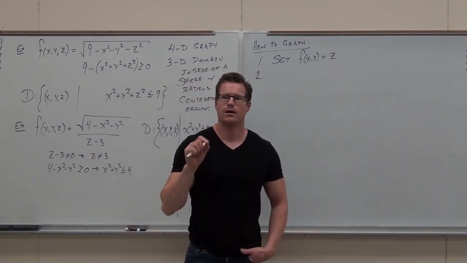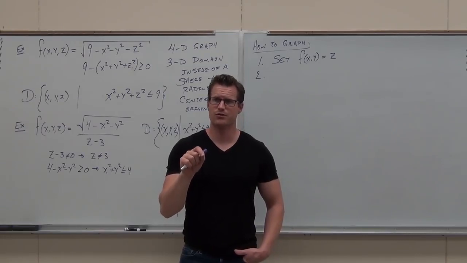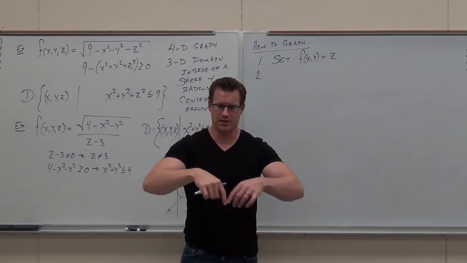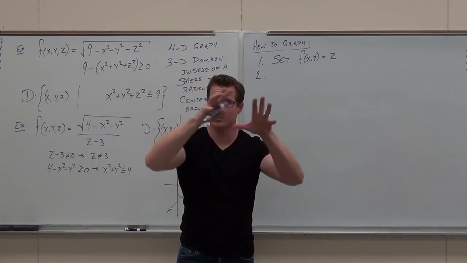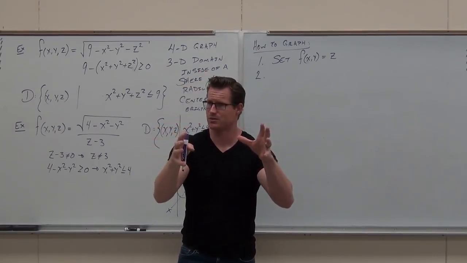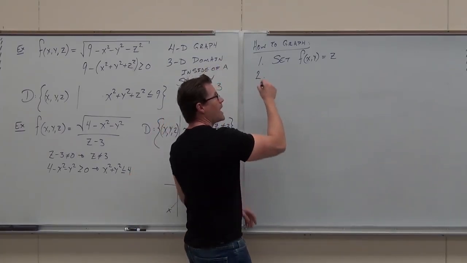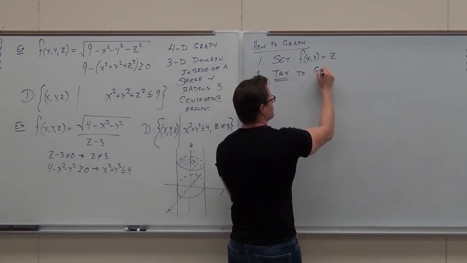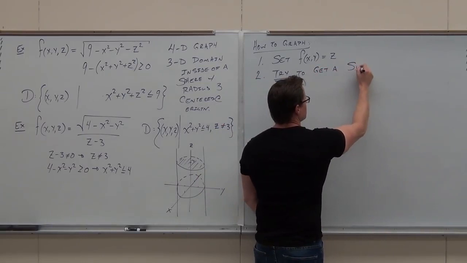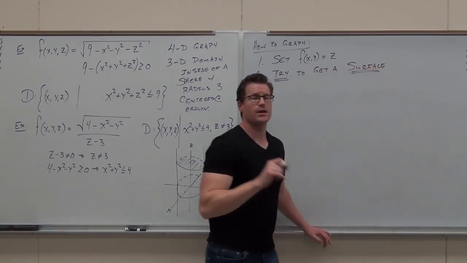Number 2, and this is a big word, try. Try to manipulate this until you get a surface that verifies this. If I have 2 independent variables, that's a point, and when I plug that point in, I get a height. So we will have a surface out of these things. You recognize what I'm talking about? It's 3D. 2 independent, 3D. Try to manipulate until you get a surface that you can identify.